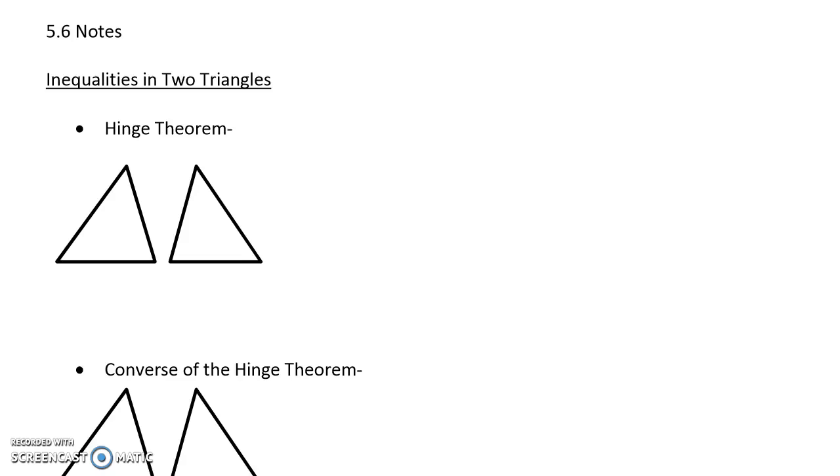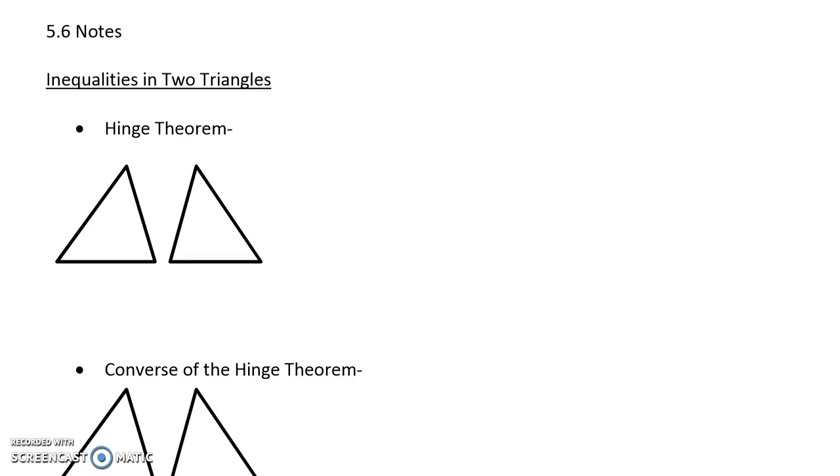Alright, so we talked about comparing sides and angles and inequalities in one triangle with your triangle inequality theorem and that good stuff. What happens now when we compare two triangles? So now we're just basically going to extend what we've been talking about and look at how we can compare sides and angles of two different triangles. So let's talk about the hinge theorem first.